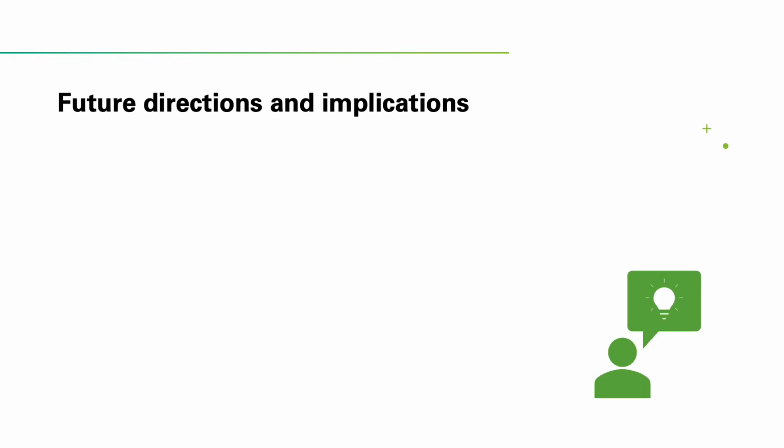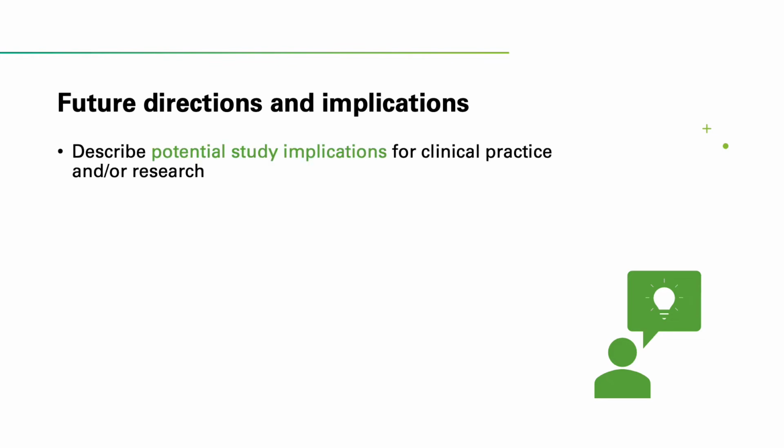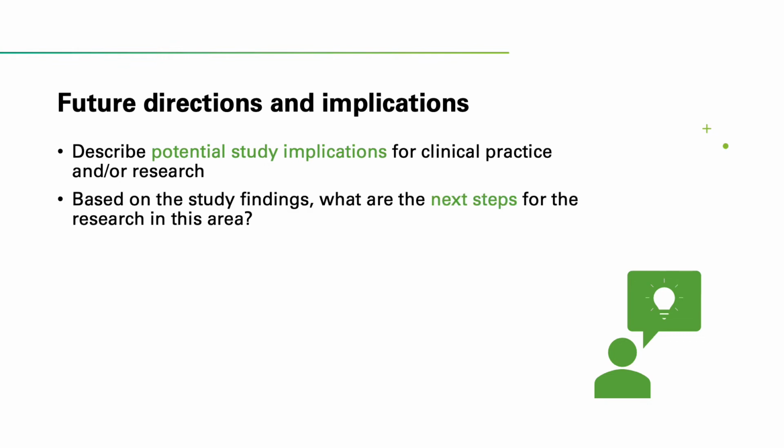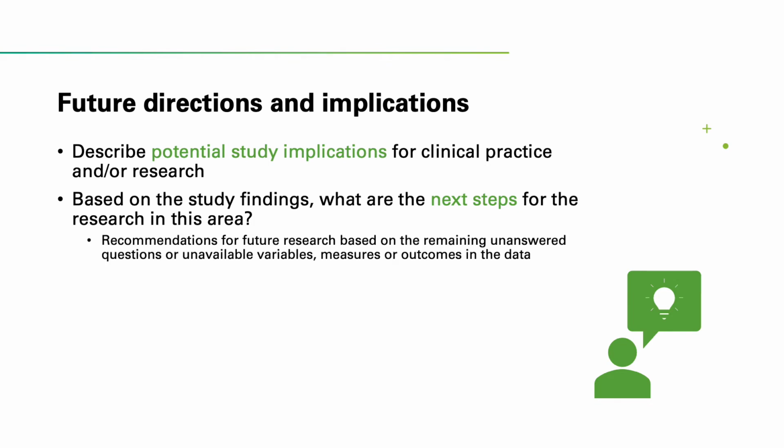Lastly, the discussion usually concludes with future directions and implications. Depending on the focus of the paper, the discussion section should describe some of the potential study implications for clinical practice and/or research. Based on the study findings, you may be able to suggest the next steps for future research in this area. You can make recommendations based on the remaining unanswered questions or unavailable variables, measures, or outcomes in the data. The description of future directions should be short and specific.